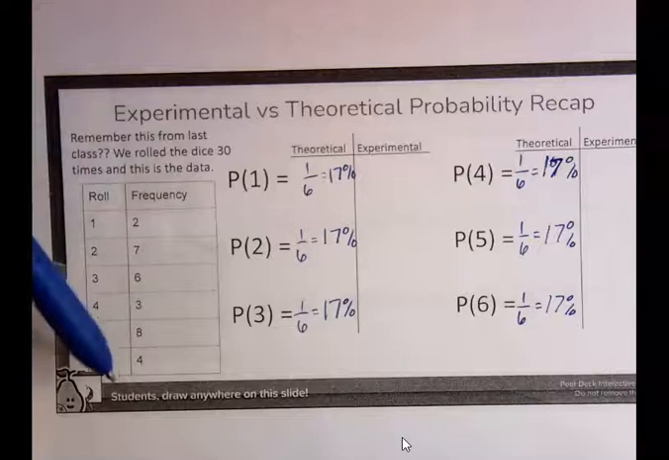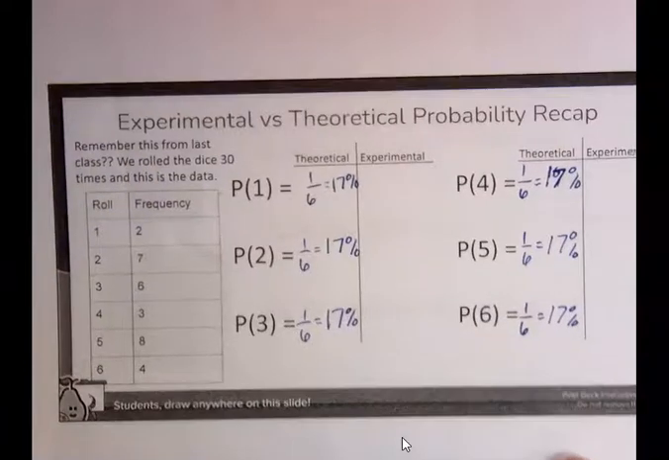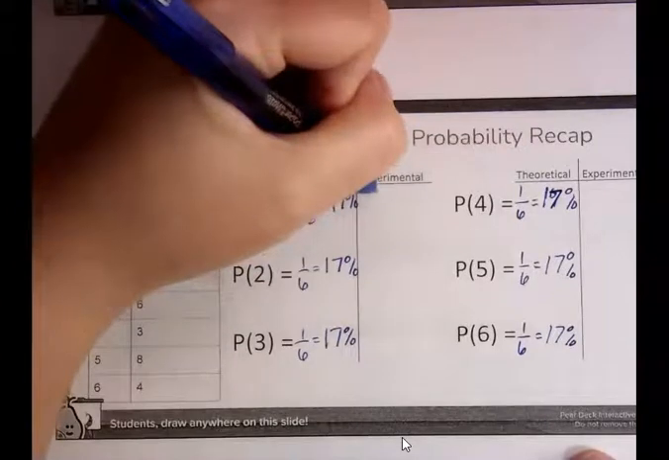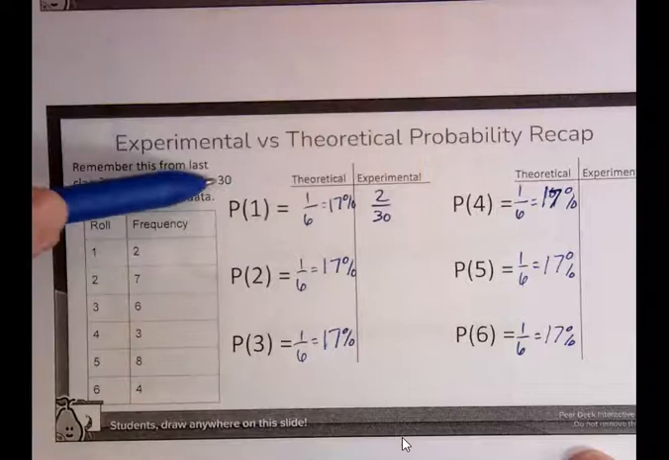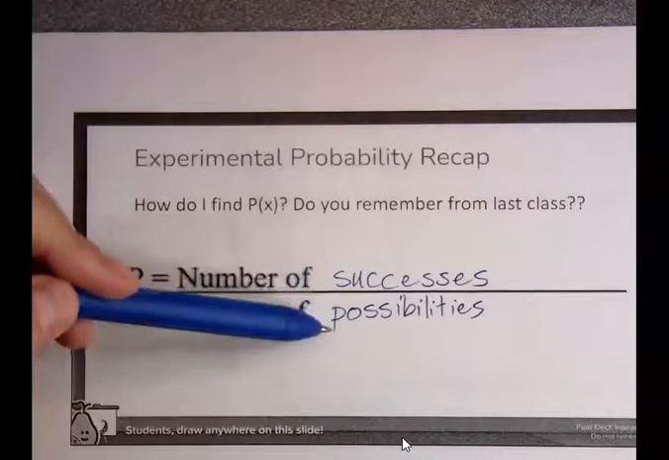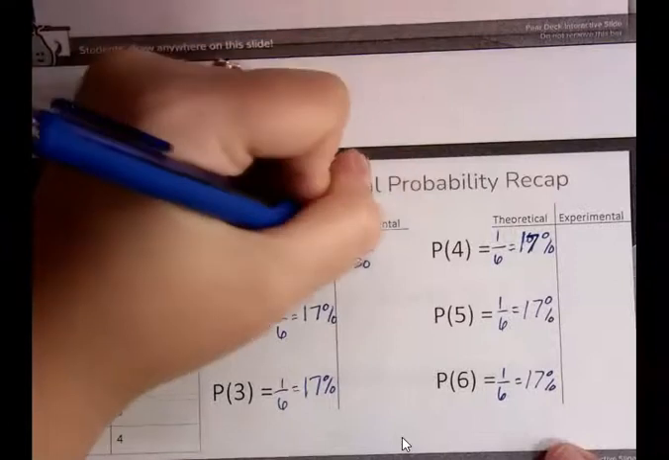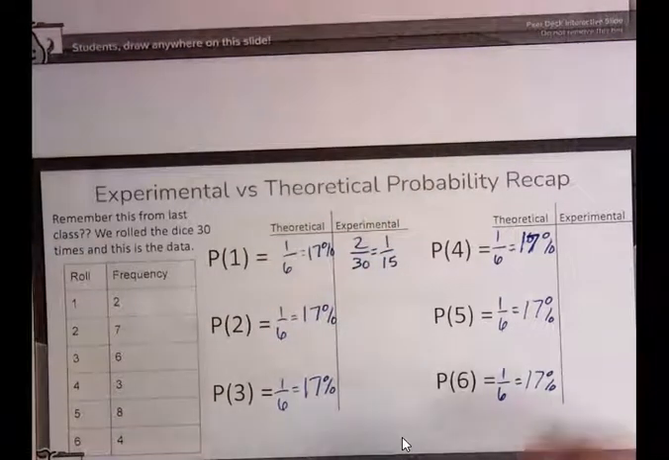But if you remember last time, we rolled the die 30 times. And then here's some possible data from it. And so, when working experimental probability, you guys remember you rolled it 30 times, so it's number of successes over number of possibilities. Twice we rolled a 1 out of the 30 times that we rolled it. So that's going to be a 1 out of 15.